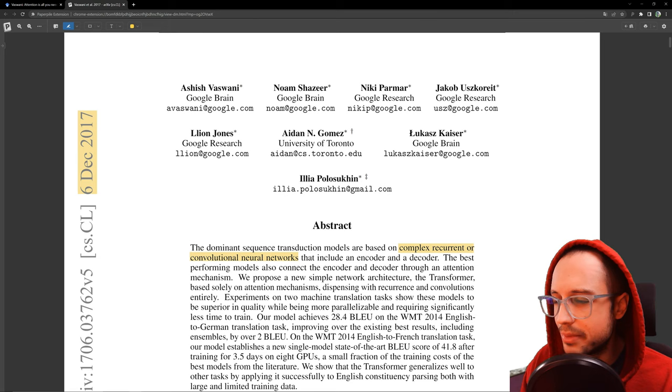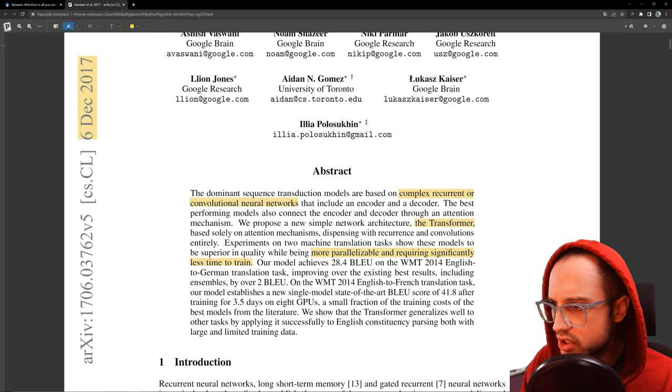Okay. We propose a new simple network architecture, the transformer. So that's when it was created, based solely on attention mechanisms, dispensing with recurrence and convolutions entirely. Experiments on two machine translation tasks show these models to be superior in quality while being more parallelizable and requiring significantly less time to train. Our model achieves whatever score on BLEU, which is a language benchmark. It's another translation benchmark. And the original one here that they're using for language tasks, 3.5 days on 8 GPUs.